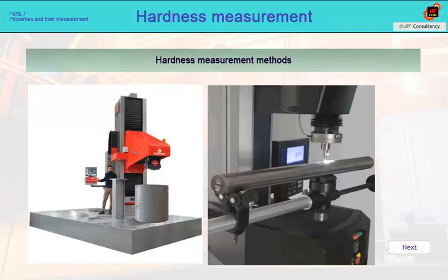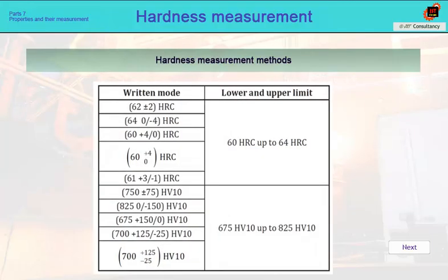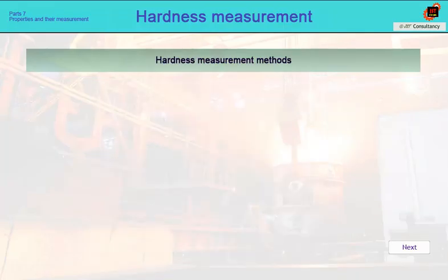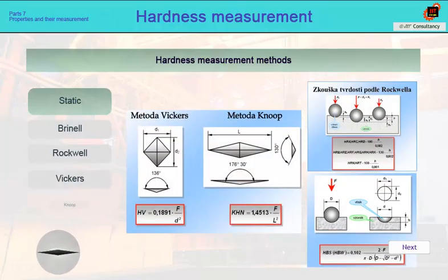Hardness measurement is carried out according to various methods. We will describe these methods on the next slides. Even though the measured values have a certain relationship to the strength of the material, these are values that are usually stated dimensionless, only stating the given method of measurement or scale. Hardness measurement methods can be divided as follows: into static indentation methods, which are used with names such as hardness according to Brinell, Rockwell, Vickers, or Knoop, according to the type of indenting body.